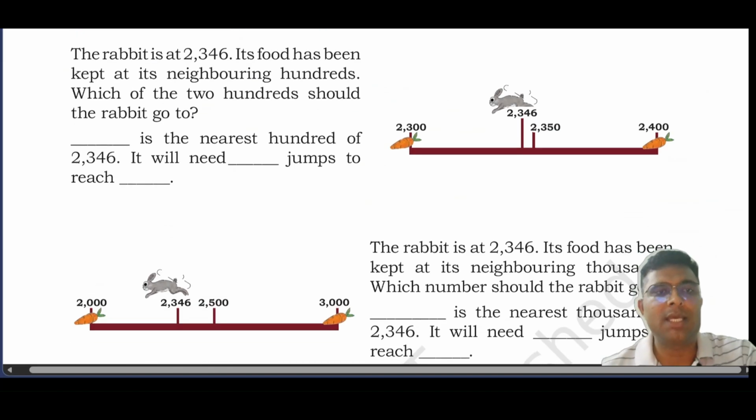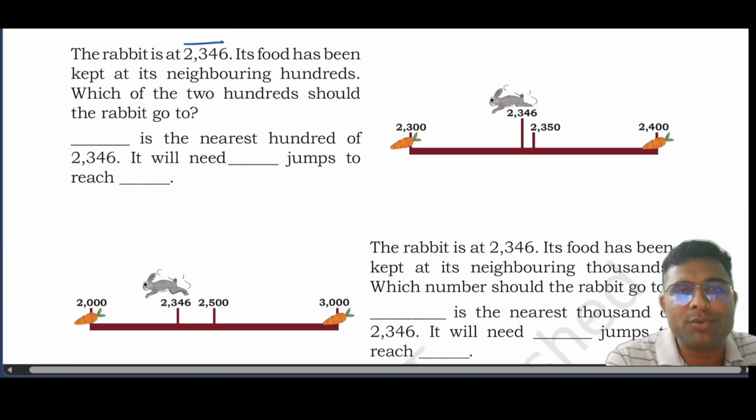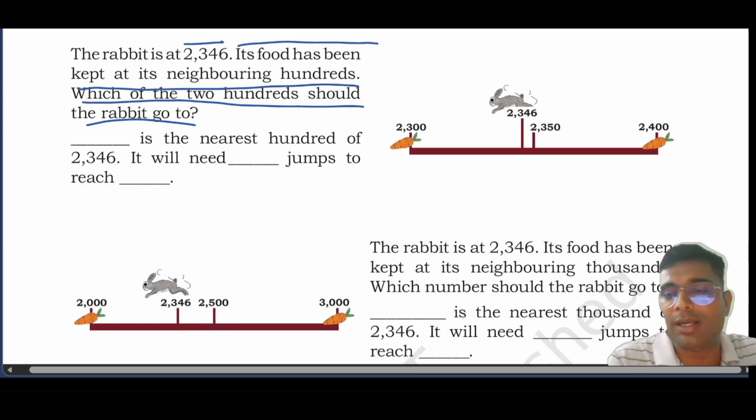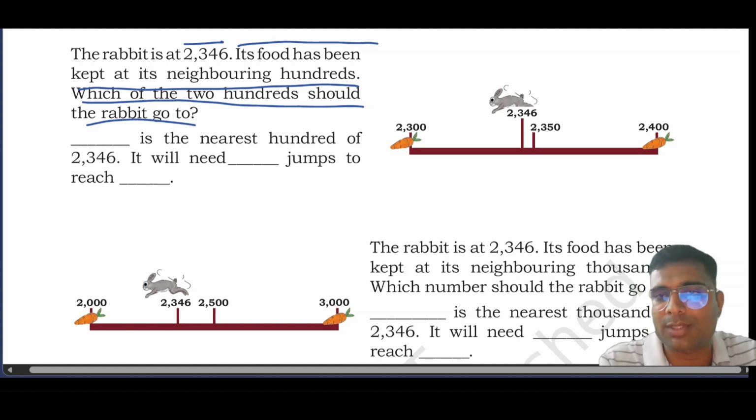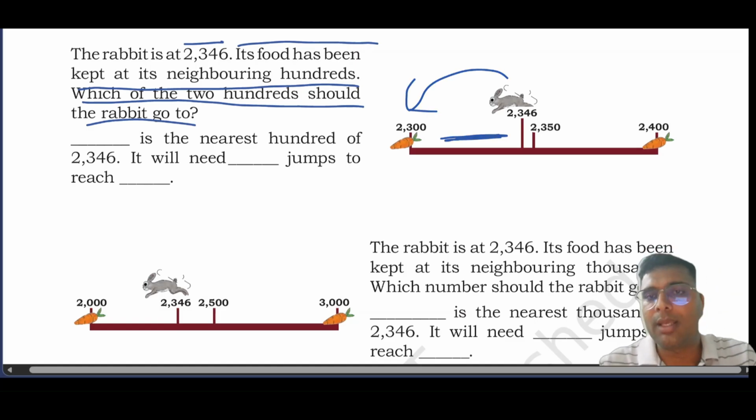Coming to next page, rabbit is on the same position. Its food has been kept at the neighboring hundreds. Which of the 200 should it go to? First scenario, bachcho, food was at the tens. Now food is at hundreds. So we have to find which 100 is nearest to the rabbit. So you can see here, bachcho, in the picture we can easily check this is near to rabbit and this is far. Okay, but if the picture is not given, how will we check, bachcho?